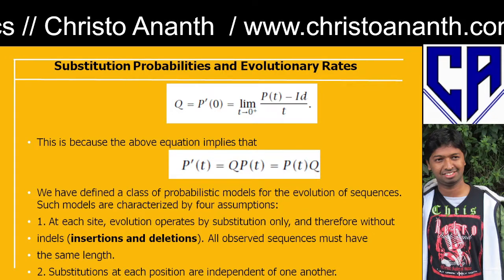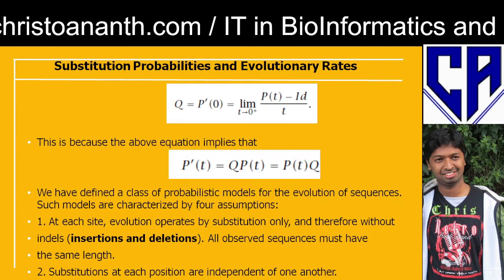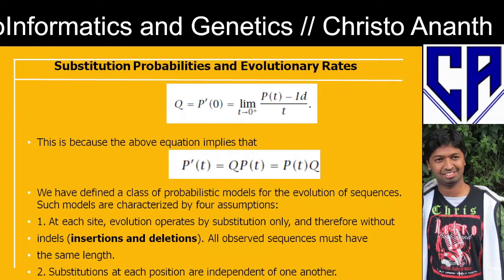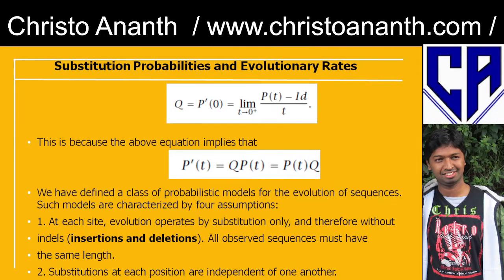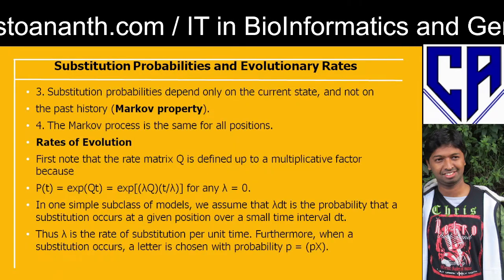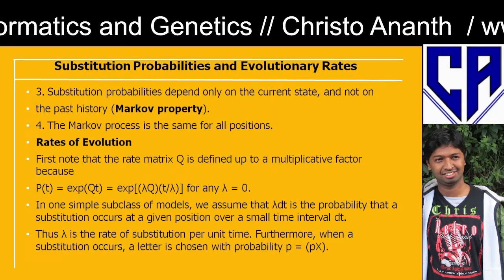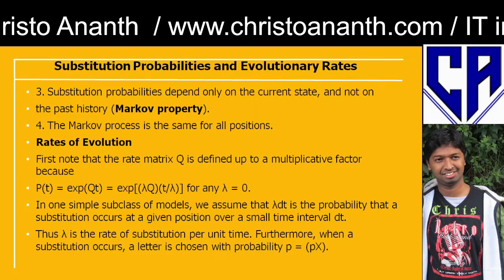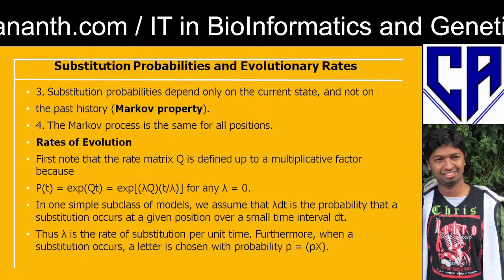So we can come up with different assumptions from these mathematical models. So actually evolution comes from the substitution. We substitute y in place of x, and without insertion and deletion, all the sequences should be of the same length. Also the substitutions are independent of each other. And next we have the Markov property, where the substitution probabilities depend only on the current state and not on the past experience or the past history. And then the Markov process is the same. We repeat the Markov process for all the positions. Okay. Then we have the rate of evolution.